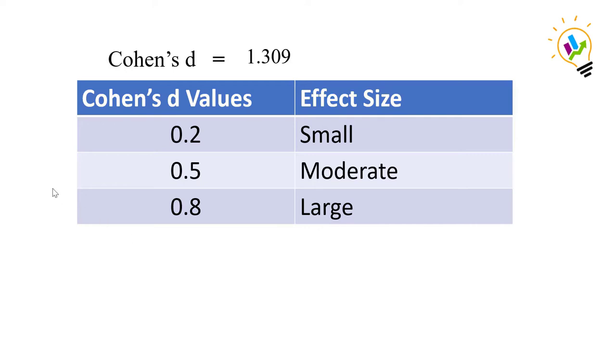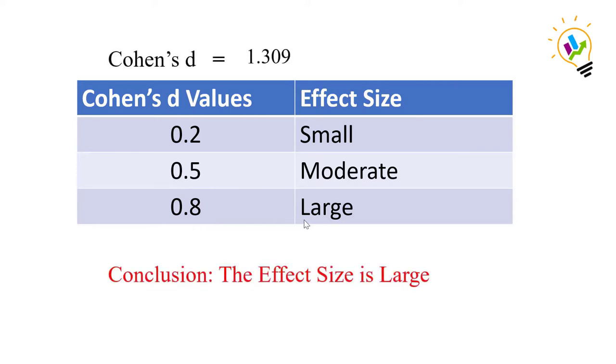Now how are we going to conclude using this value whether the effect size is small, moderate or large? If the Cohen's d value is between 0.2 to 0.5, the effect size is small. If the Cohen's d value is between 0.5 to 0.8, it is moderate, and if it is more than 0.8, it is large. So in our case, we can conclude that the effect size is large because the Cohen's d value is 1.309, which is more than 0.8. So the effect size is large.